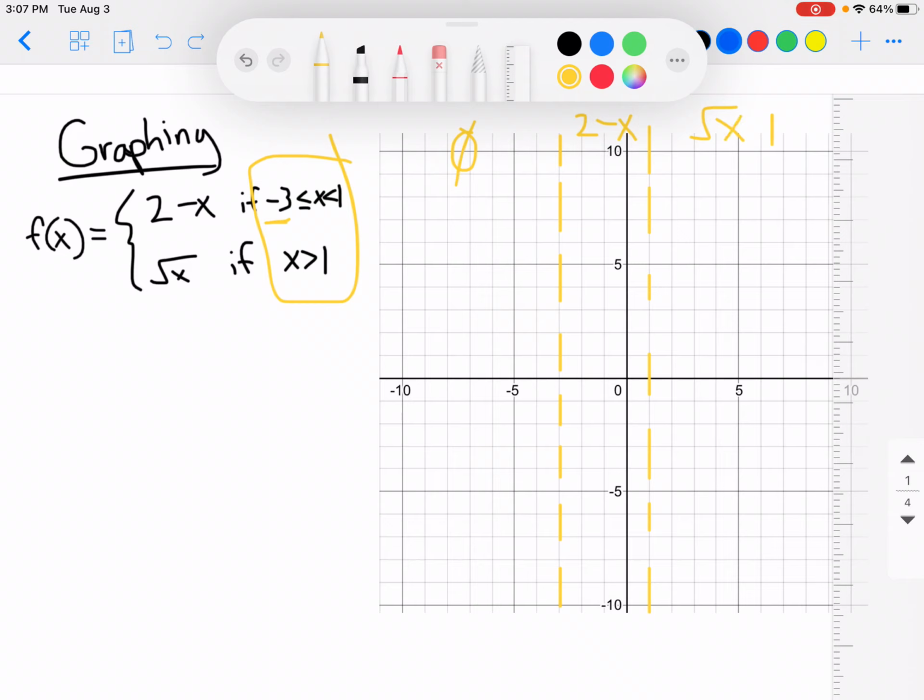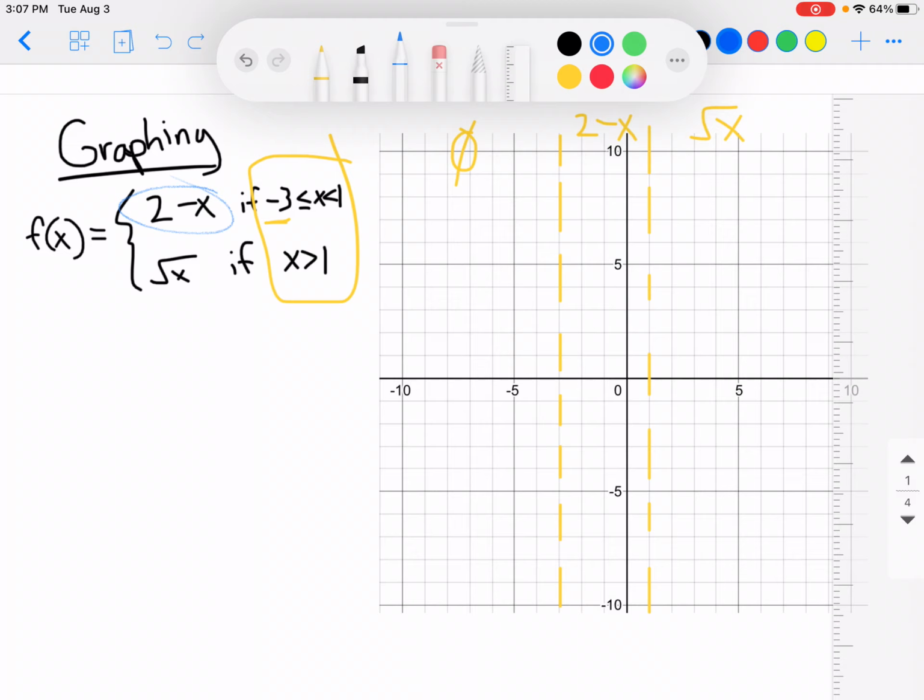Let me move that. There we go. In fact, I'm going to need the ruler, so I'll leave it out. All right, so let's graph 2 minus x in this middle section. Now, what I'm going to recommend we do here is that we do things in pencil and we erase what we don't need.